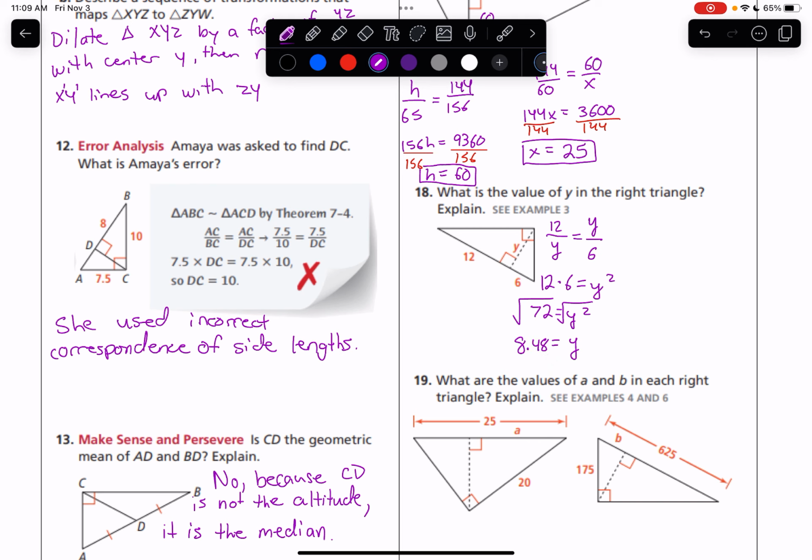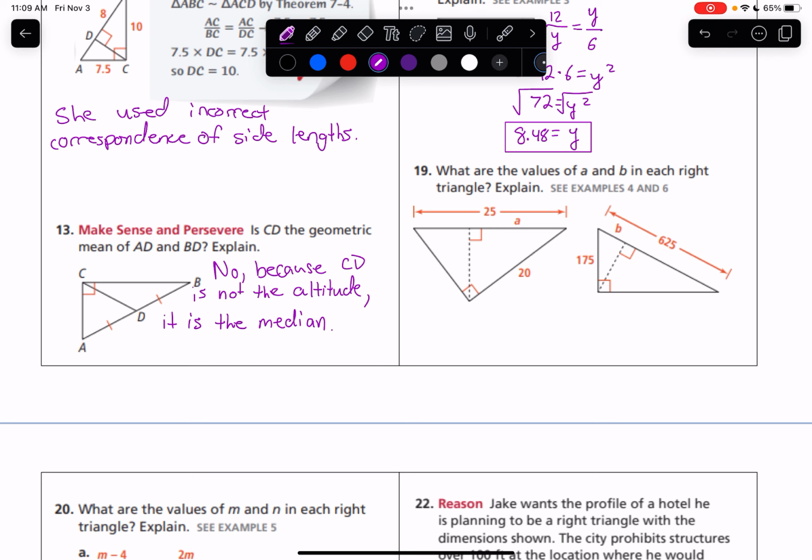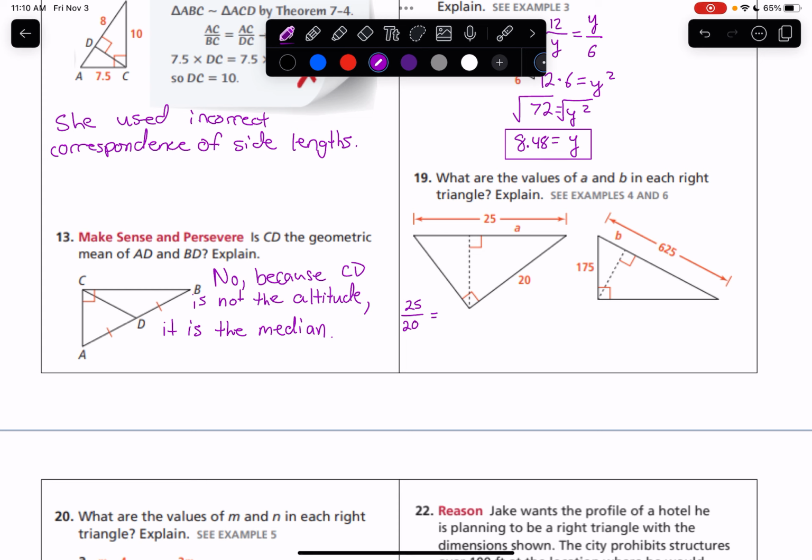We can use these same theorems as we continue on. What are the values of a and b in each of these right triangles? I can make some proportions, or I can use altitude on hypotenuse theorems. So I could say that the long side of the big triangle over the medium side of the big triangle is equal to the long side of the medium triangle over the medium side of the medium triangle. So that would be 25 over 20 equals, and then long over medium, so 20 over a. See how that makes 20 the geometric mean of 25 and a?